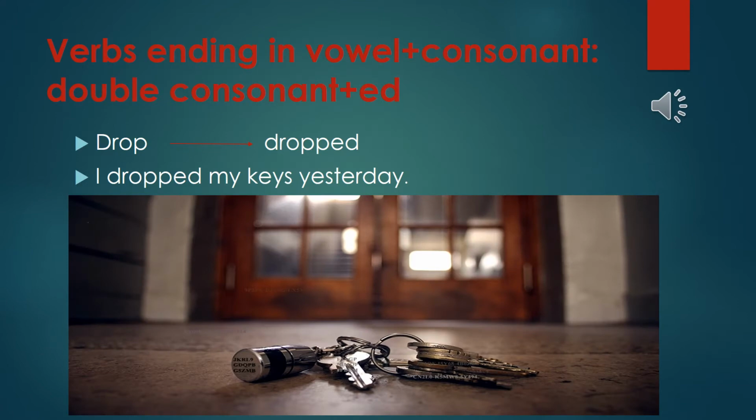Oh, I dropped my keys yesterday. What happened here? Dropped. Why didn't we just add ed like watch and watched, visit, visited? Because here is a verb ending in vowel plus consonant. So, if the verb ends with vowel plus consonant, like O, which is the vowel, and P, which is the consonant, we double the consonant, then add ED. So the consonant is P. We double P, then add ED.